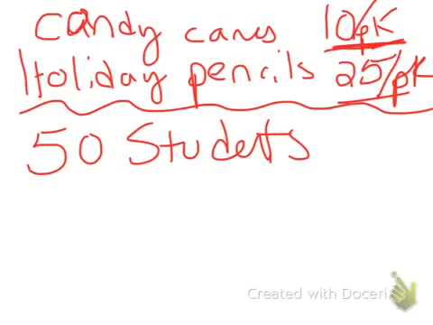So, I'm going to repeat the question. If there are 50 students, and I want each of them to get a candy cane and each of them to get a pencil, how many packs of candy canes and how many packs of pencils do they need? Pause, solve.